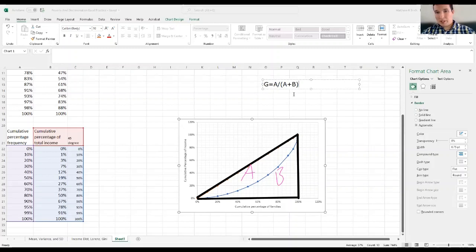That's the preliminary version. It tells us what ratio of that triangle is between the Lorenz curve and the 45 degree line. The smaller it is, the closer your Lorenz curve gets to that 45 degree line, the more equal your society. The bigger it is, the bigger that A chunk is, that means your Lorenz curve has to be lower and more curved. And that means you're more unequal. So high Ginis have high inequality, low Ginis have low inequality.